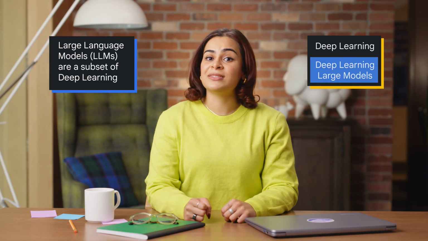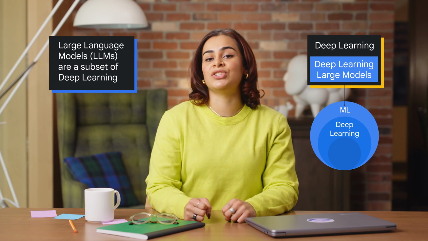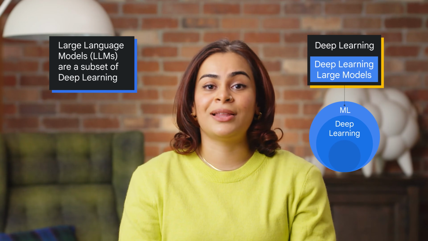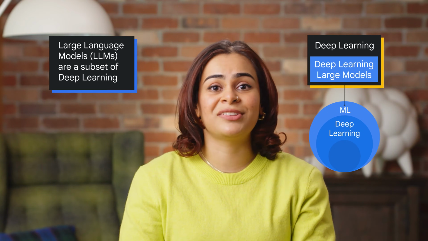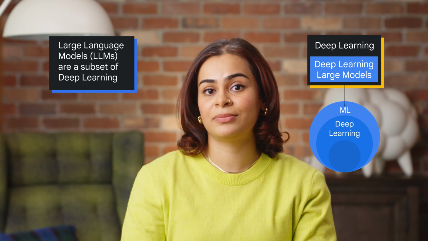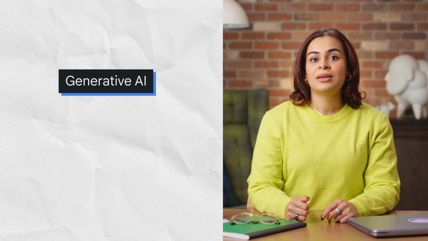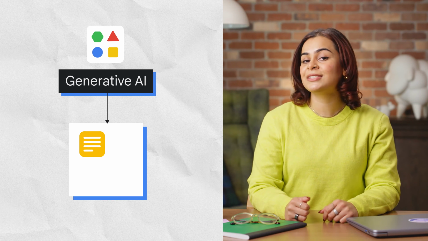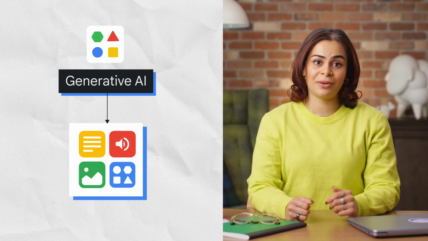To find out more about deep learning, check out our Introduction to Generative AI course video. LLMs and generative AI intersect, and they are both a part of deep learning. Another area of AI you may be hearing a lot about is generative AI. This is a type of artificial intelligence that can produce new content, including text, images, audio, and synthetic data. All right, back to LLMs.